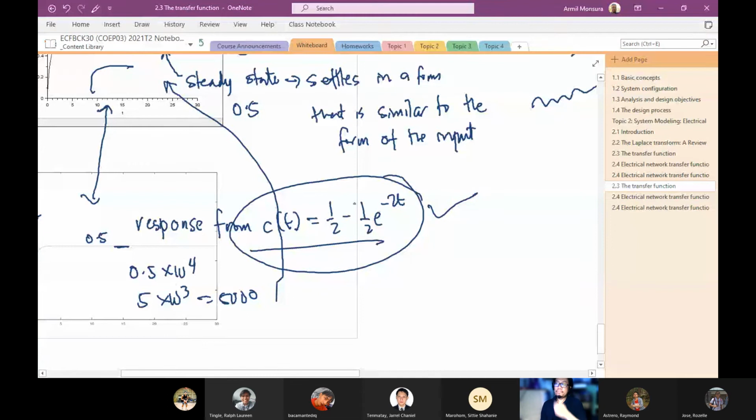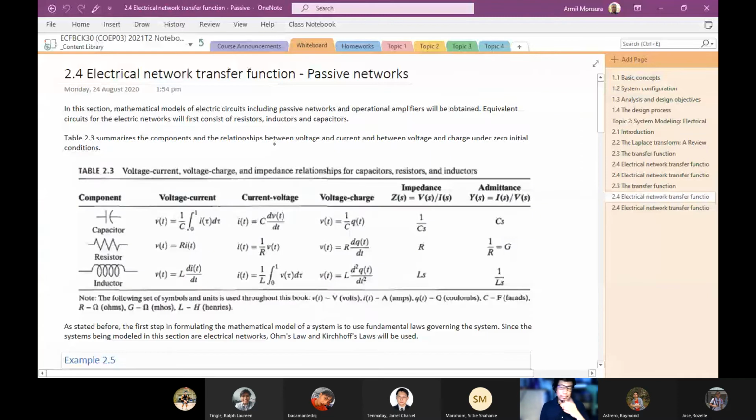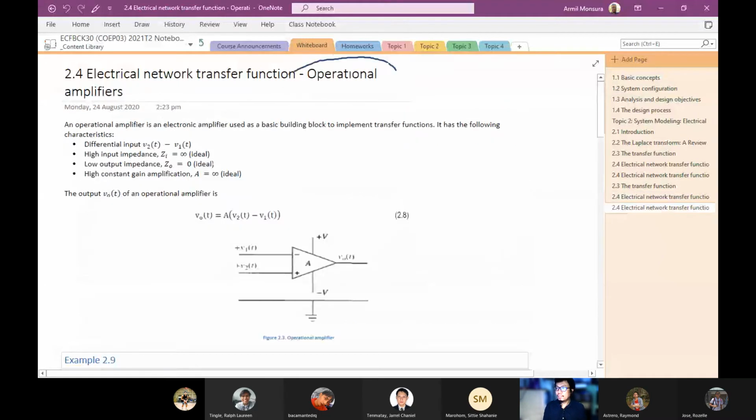Now, let us proceed with transfer function for electrical networks, and obtaining this transfer function in electrical networks. I actually have divided this entire lesson into two. The first one deals with passive networks. The second one deals with op-amps. Basta yung second one yan is about op-amps.